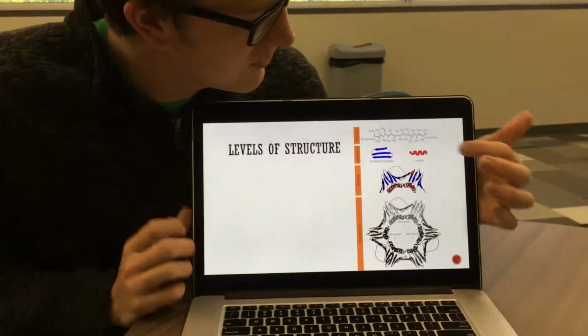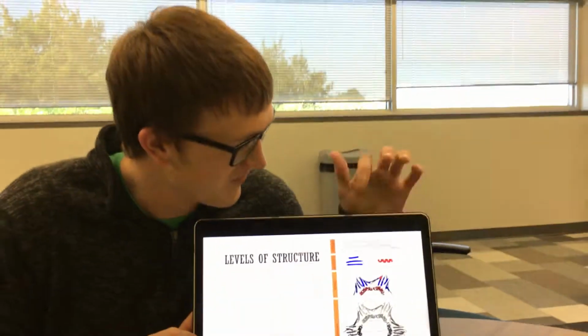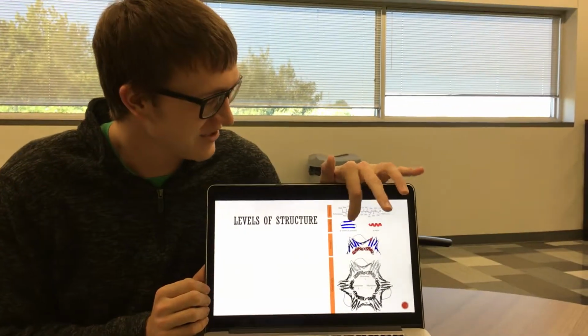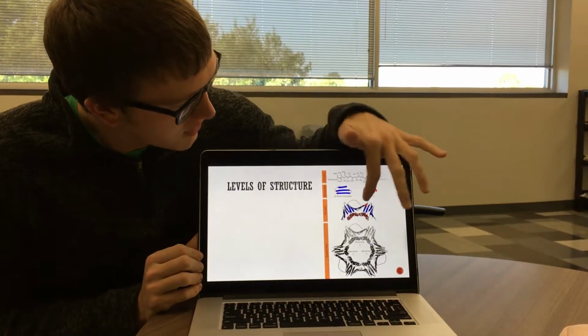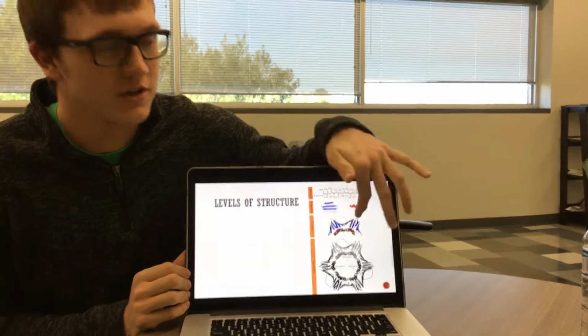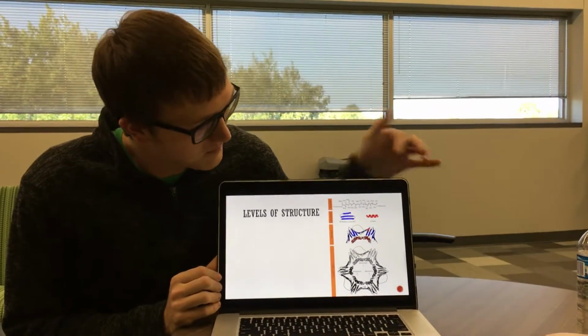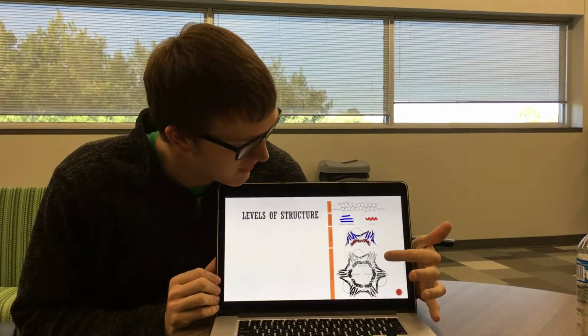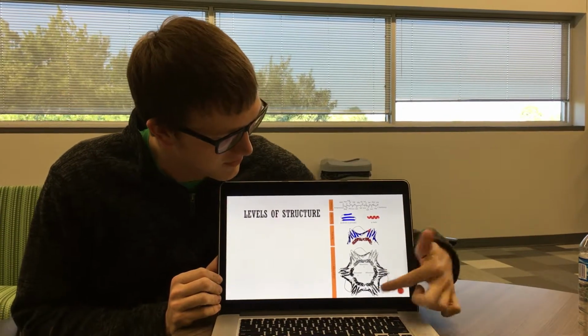You can see here, these are your alpha helices, they're swirlies. And then beta sheets, which are like straight arrows. Tertiary is once it starts folding on itself and bonding and stuff. And then your quaternary is going to be a bunch of them put together.